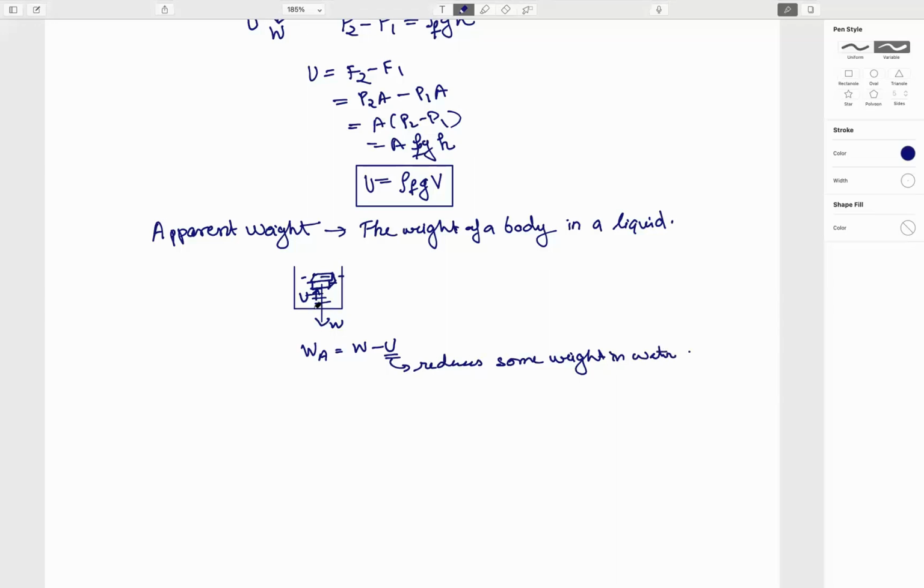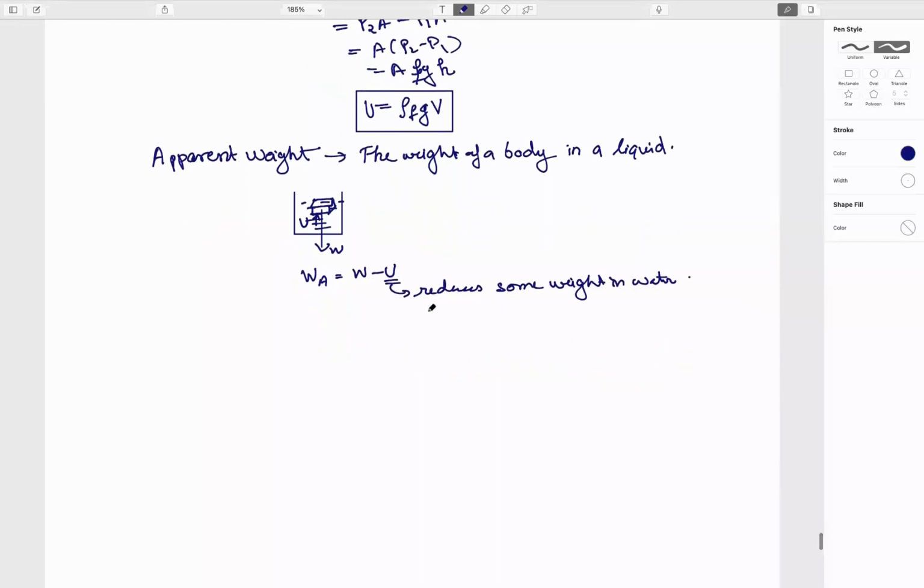So U actually reduces some weight in water, and that's why when you are in water you feel a lesser weight. A floating body feels a lesser weight compared to that in the general environment. So that is what we call apparent weight. So there is a question.